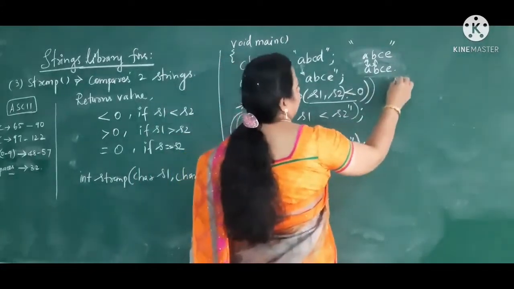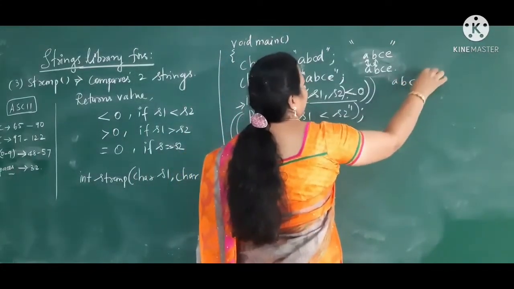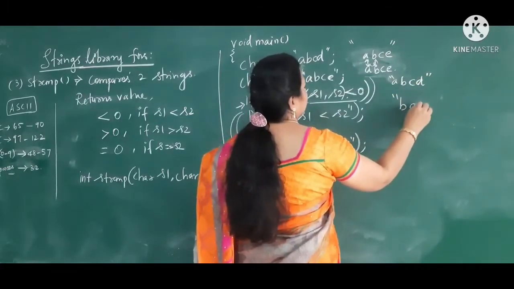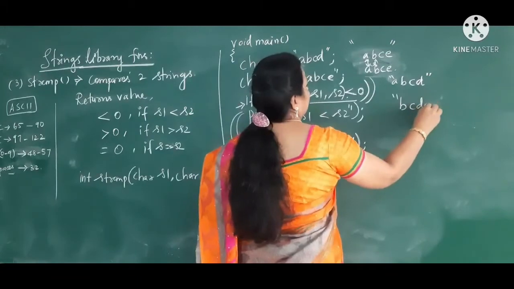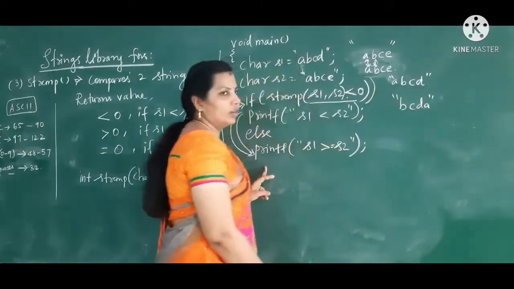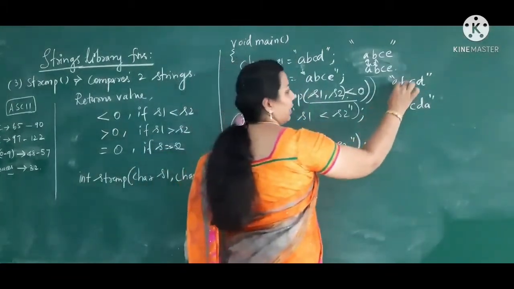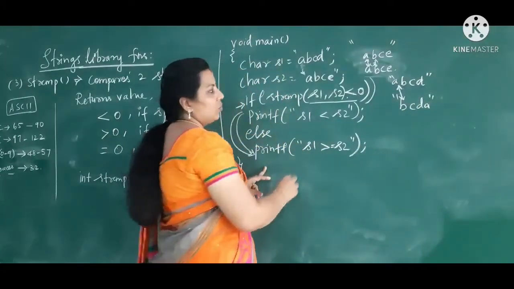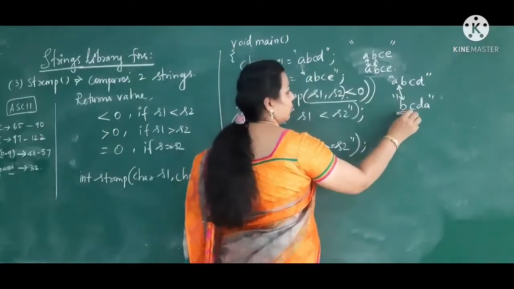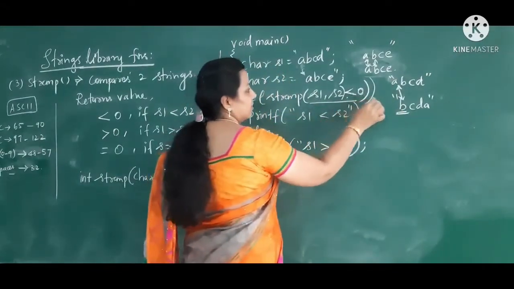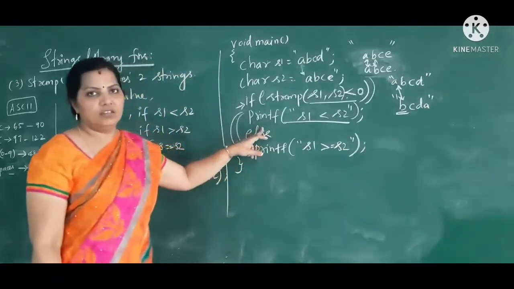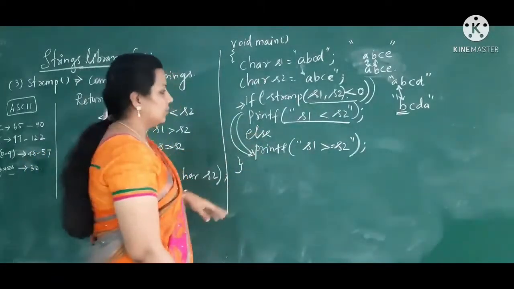By chance, if I am having another constraint, where my first string is ABCD, but my second string is BCDA, right? Now what happens here? Now A and B are compared. Yes, those are not equal. So the first character itself does not match, right? So it is again less than 0. So S1 is less than S2 will be executed, right?